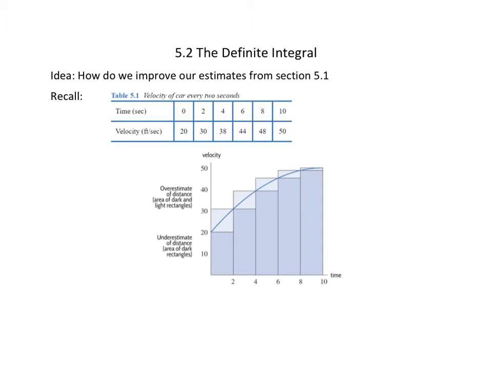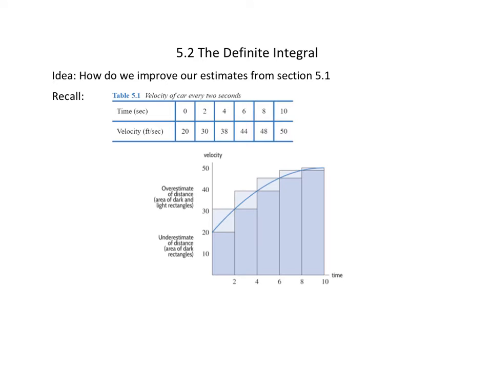In this video, we're going to discuss how you improve those estimates that we did in section 5.1. So how do you improve your left and right hand estimates, and actually how do you find the exact area that's underneath a curve? So recall last time we had this table where we were looking at the speed that the car was traveling over a time from 0 to 10 seconds.